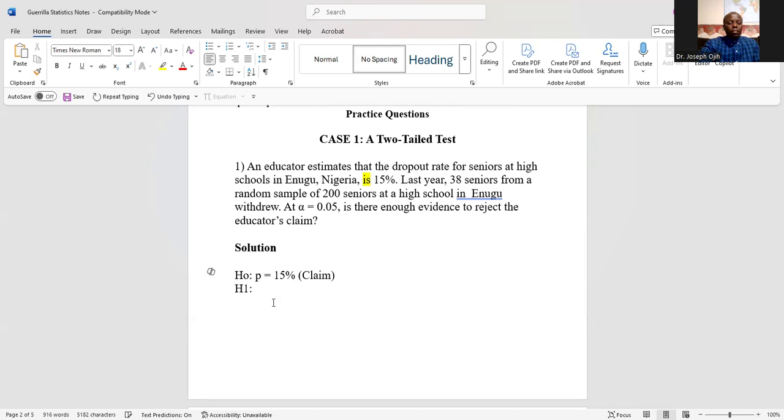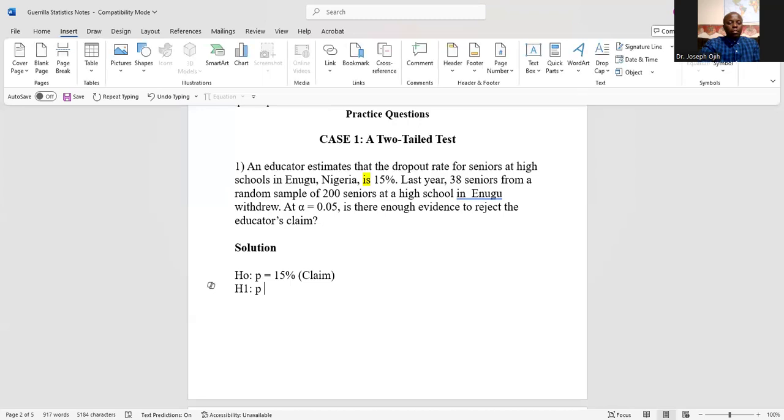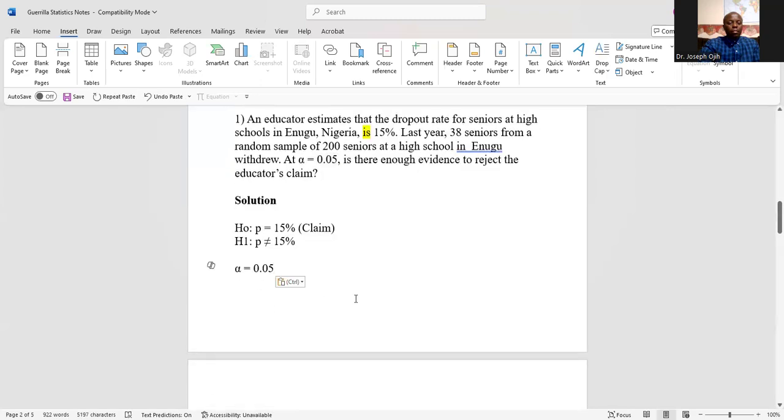The alternative hypothesis always says the opposite of the null hypothesis, which indicates that P is not equal to 15%. To get not equal to, we have to insert the symbol. And our alpha is given as 0.05, which is 95% confidence. Alpha is 0.05.